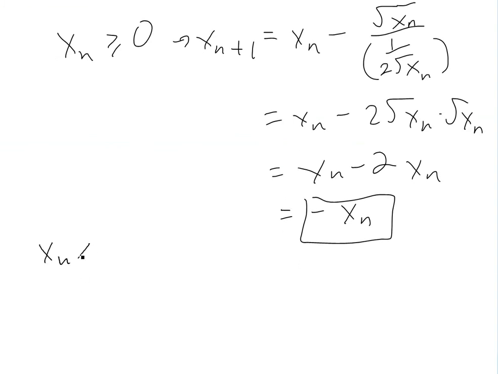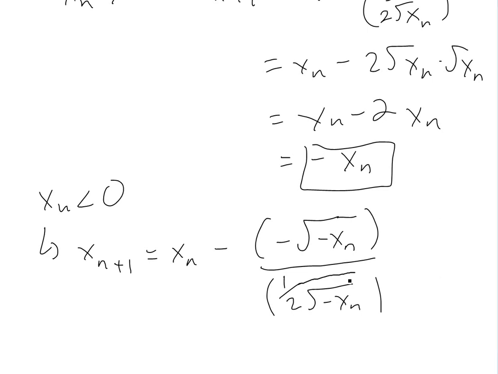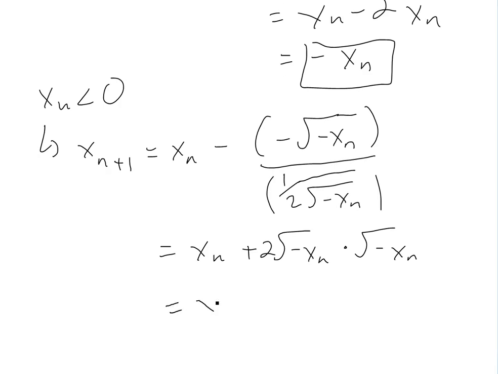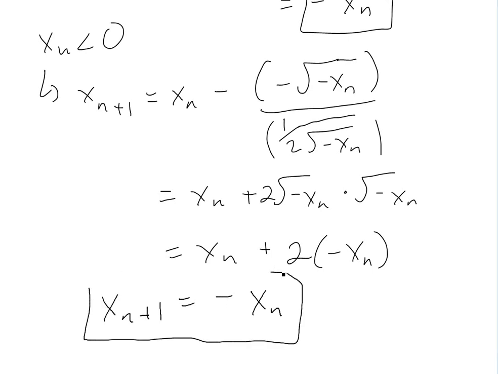So now for xn less than 0, we're going to get xn minus, well, this is the negative square root of negative xn divided by 1 over 2 square root of negative xn. This is positive here. Then if we simplify this, taking this on the top, this was going to be negative minus negative, so this would be positive, we'll put a 2 here, negative xn times square root of negative xn. The square roots cancel. We're going to get xn plus 2 negative xn, and then this is going to be negative xn when we simplify it here. So basically, regardless of which function you use, it's going to be this one right here.